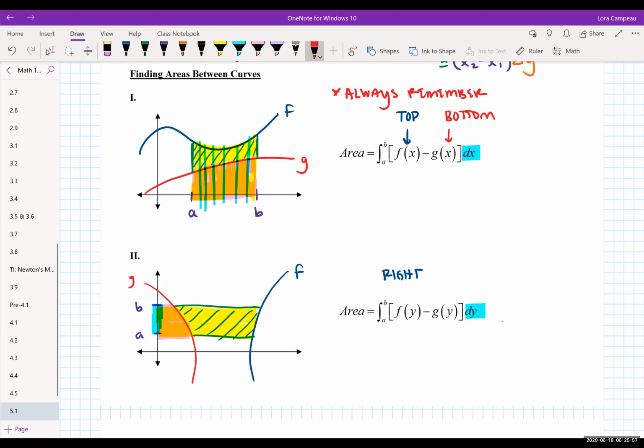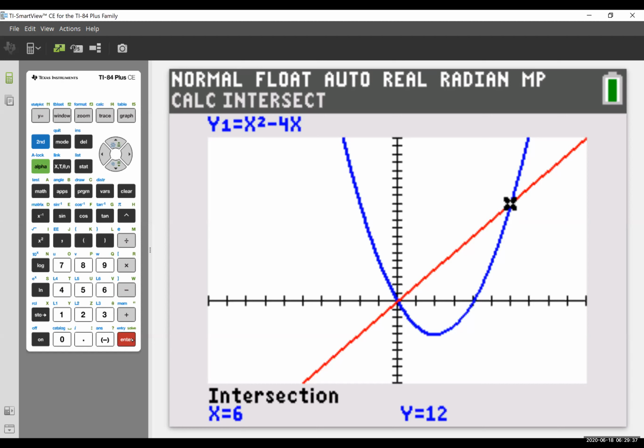So see, when I calculate the intersection, first curve, second curve, make it guess, and it finds out that the intersection is at 6, 12. So we'll go back and we'll say, yeah, we can use the TI to find these points. They'll be very important in terms of the limits of integration. But it kind of matters which one we are going to use. So let's go back and sketch our findings.